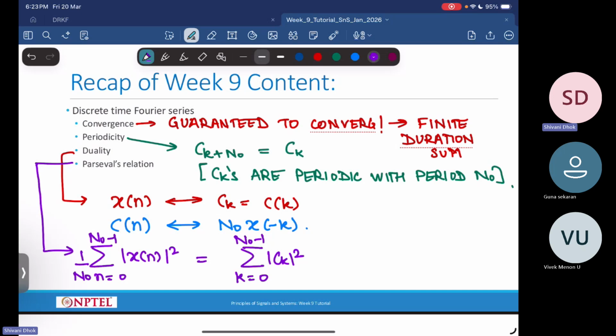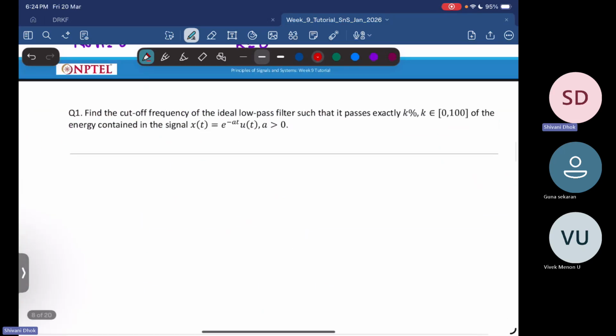So this was all that was covered in this particular week. If you have any questions, then let me know. Otherwise, I'll move on to the numerical questions that I have planned to cover. Okay, if there are no questions, then let's move on. So let's start with the first question that we have.